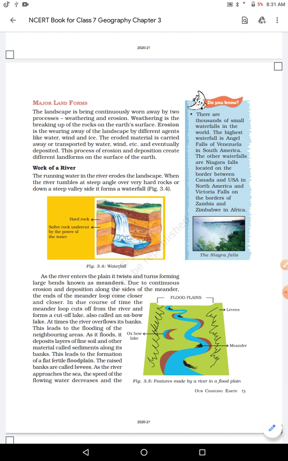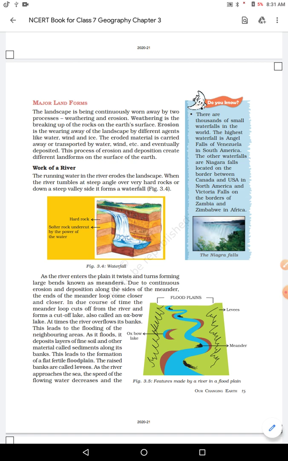Okay, a floodplain is formed through the overflow of a river, right? As I explained, a river takes so many important materials and minerals along with its flowing water, and it forms waterfalls as well as meanders and oxbow lakes. And after an overflow, when the river overflows, it forms a floodplain. The raised banks are called levees.